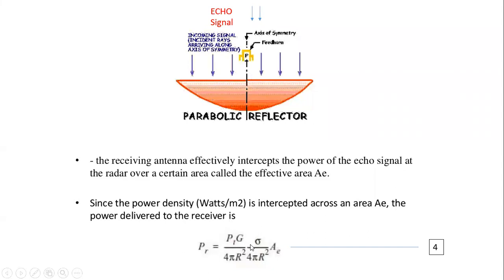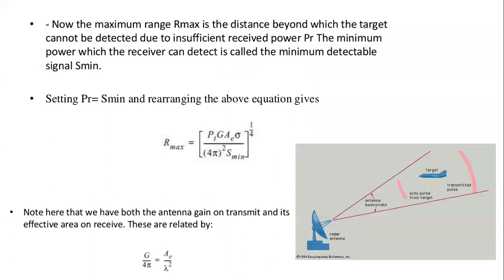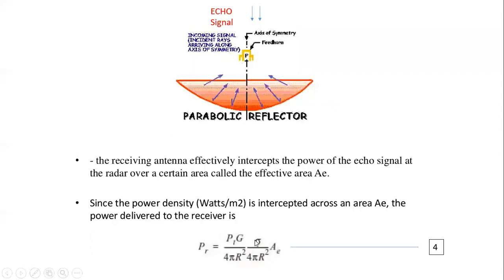Now remember how we have moved on. We have gone step by step. First, we took the power density for an isotropic antenna. That was Pt by 4 pi r square. Then to make it a directional antenna, we multiplied it with G. Then that was all towards the transmitter side. Now, since the same antenna is being used for transmitting and for receiving, till that point, Pt into G by 4 pi r square was when we are talking about the transmitting antenna.